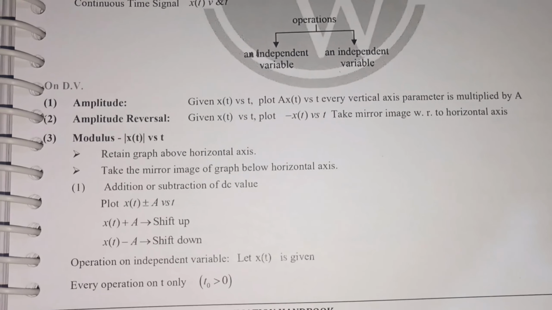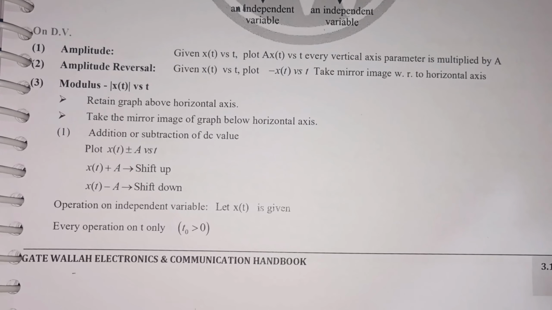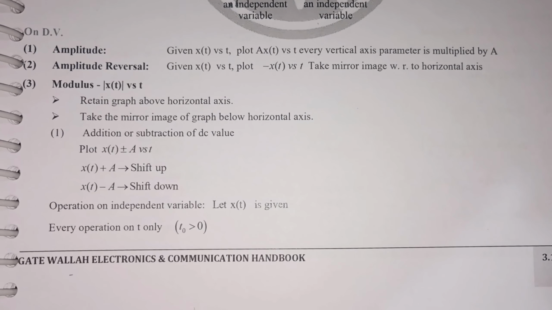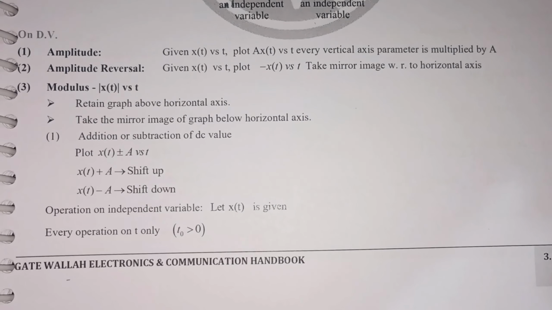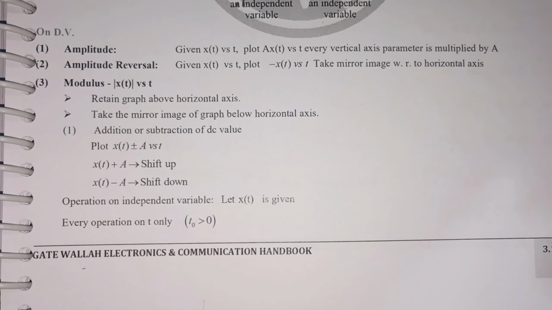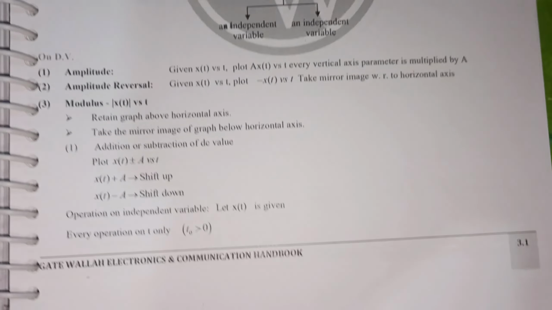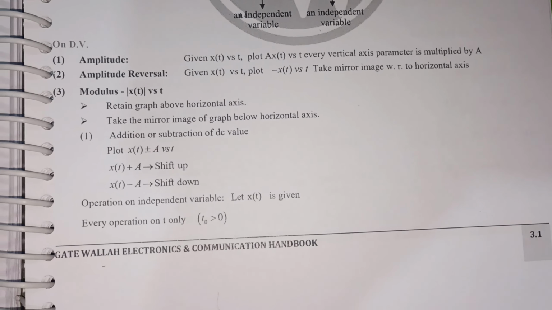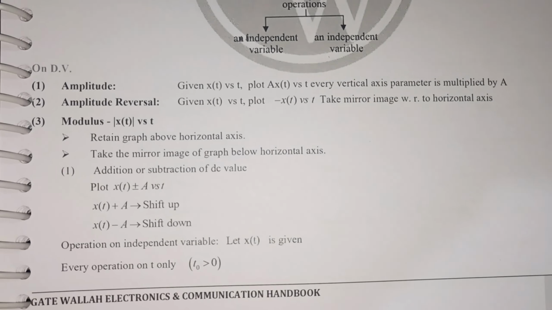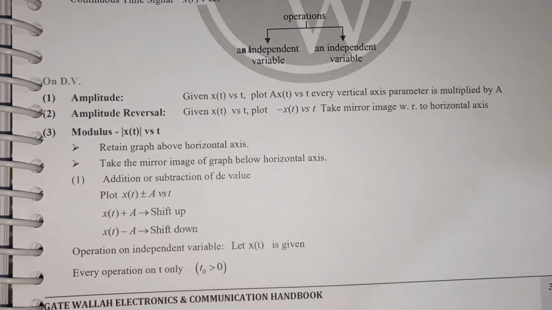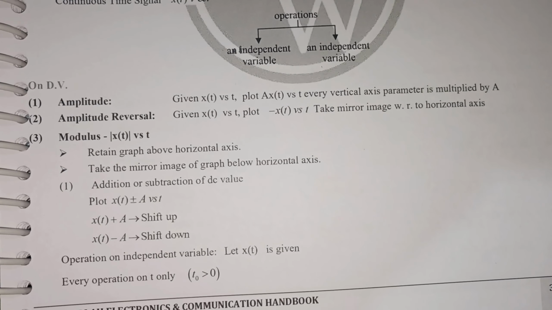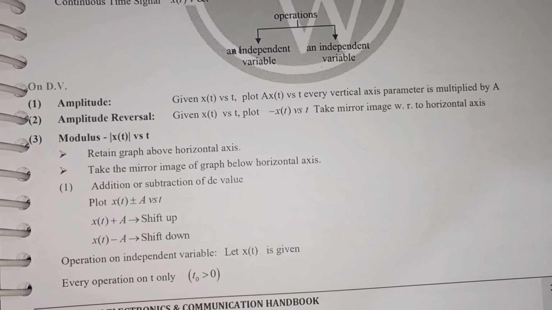On dependent variable. So in the dependent variable, dependent is what? It is dependent on some constant or variable. It is called dependent variable. So let's understand this. Amplitude. So here x of t is a function. x of t equal to y, which is amplitude. Amplitude is a function of t. t is time period. So plot a x of t versus t, every vertical axis parameter is multiplied by a.